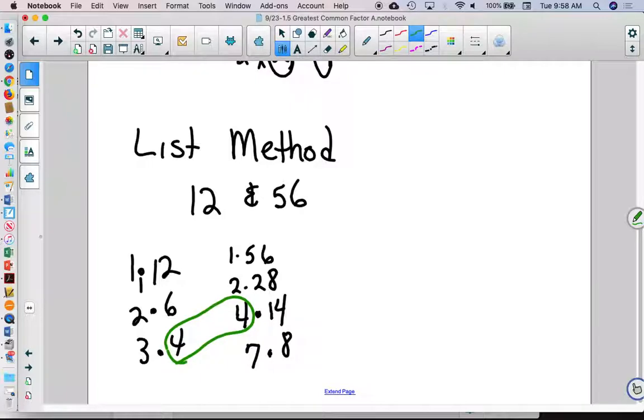Is that what we got when we did the factor tree? We said the GCF was 4, and that's right. So that's the third method that you can use.